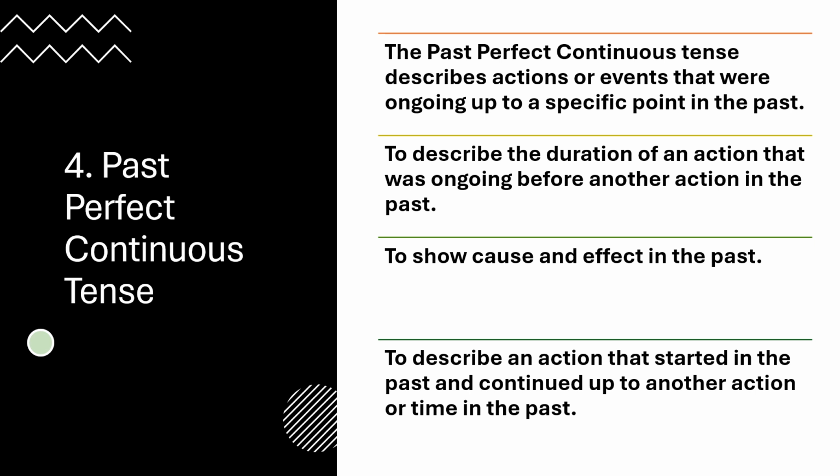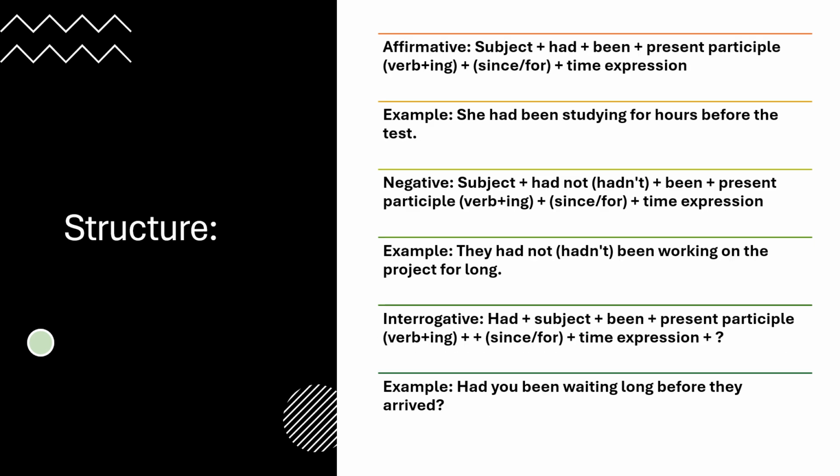Number 4. Past perfect continuous tense. The past perfect continuous tense describes actions or events that were ongoing up to a specific point in the past. It is also used to describe the duration of an action that was ongoing before another action in the past, to show cause and effect in the past, or to describe an action that started in the past and continued up to another action or time in the past.